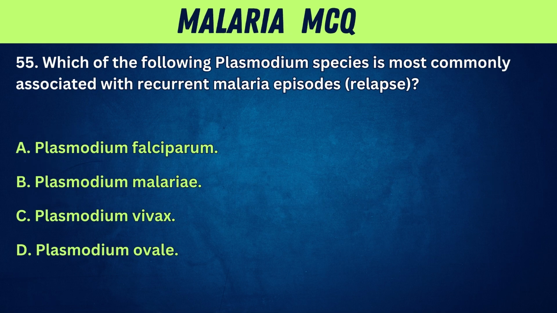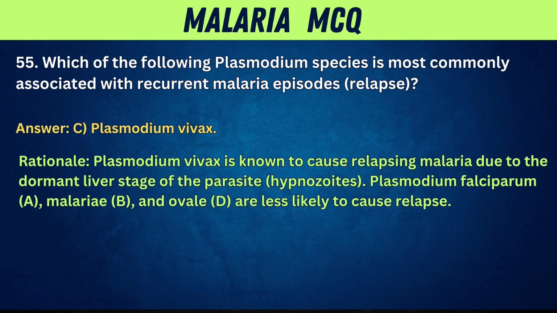55. Which of the following Plasmodium species is most commonly associated with recurrent malaria episodes, relapse? A. Plasmodium falciparum. B. Plasmodium malariae. C. Plasmodium vivax. D. Plasmodium ovale. Answer: C. Plasmodium vivax. Rationale: Plasmodium vivax is known to cause relapsing malaria due to the dormant liver stage of the parasite, hypnozoites. Plasmodium falciparum A, malariae B, and ovale D are less likely to cause relapse.